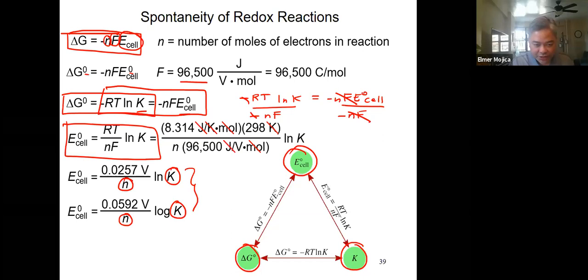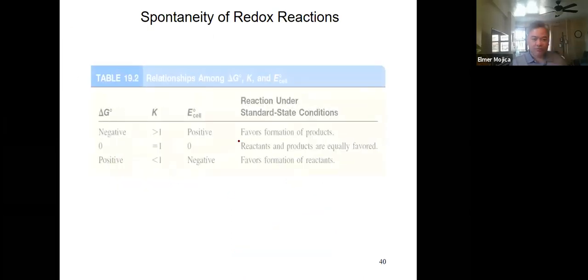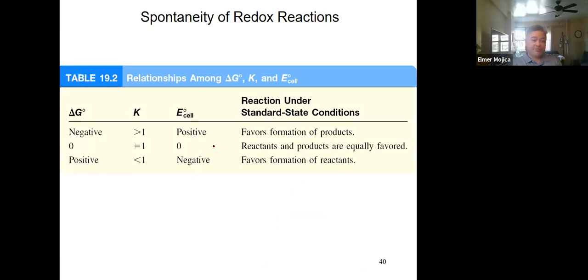And if we're going to tabulate the relationship that they have, this is how they will end up. So this is a very good source of questions in your multiple choice. Anyway, all the questions that you have are multiple choice. So if you have a negative delta G, that means you have a spontaneous reaction. You're going to have a K larger than one, and you have a cell potential that is always positive. It favors the formation of products.